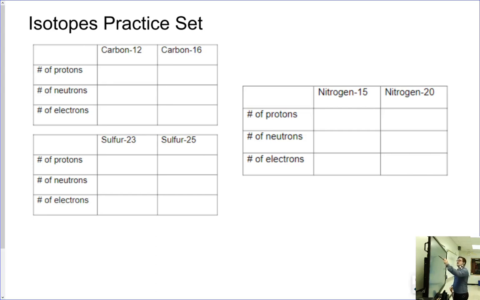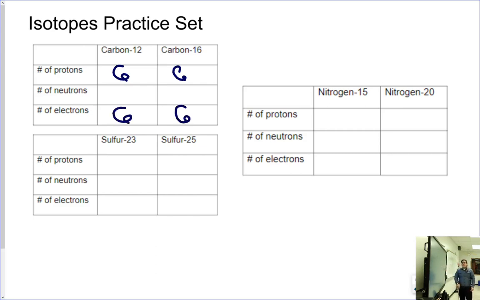6, absolutely. Regardless of what type of carbon it is, it's going to have 6 protons. This is neutral, so how many electrons are there going to be? 6. Whew, man, tough stuff.